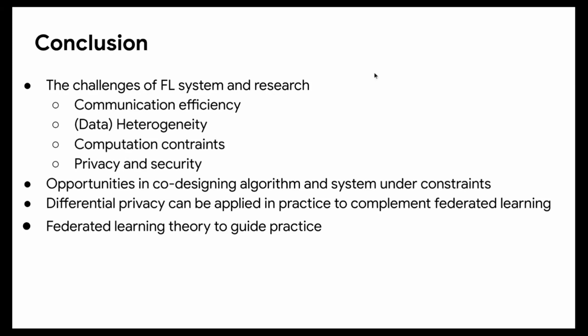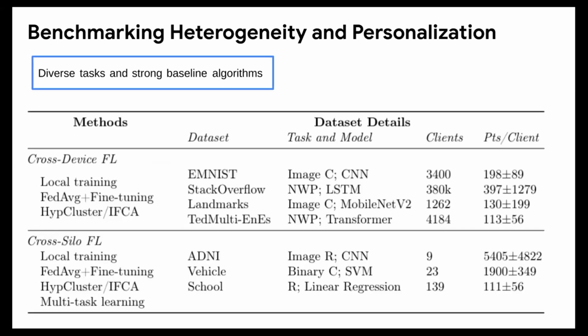Let me quickly show that again. Basically, we consider various applications for different tasks. For image tasks, we consider convolutional neural networks and also one version of MobileNet. For language tasks, we consider LSTM and transformers. That's mainly for the cross-device setting. The models have been specifically constrained to be a little bit small compared to what we usually have in a centralized setting. And similarly, we have various models for the cross-silo setting.